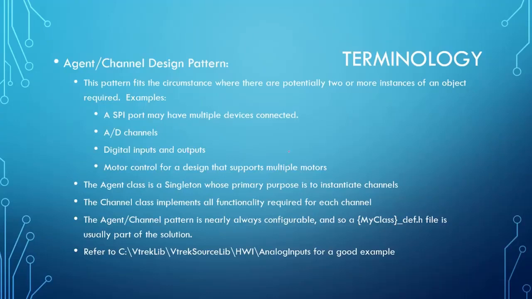If you have motor control and there's multiple motors, you may have an agent channel class where each channel is a motor. The agent is a singleton, and its primary purpose is to instantiate the channels and feed the channels with configuration data that it obtains from the configuration library. The channel class implements all functionality required for each channel. So the presumption here is that every channel is going to do the same thing, which would be true on an A to D channel. If you've got enough functionality in your design and configurability, you can get one channel design to fit all requirements, and then configure it as needed.